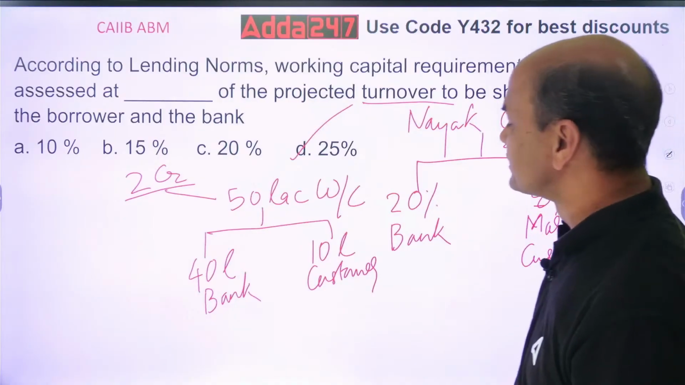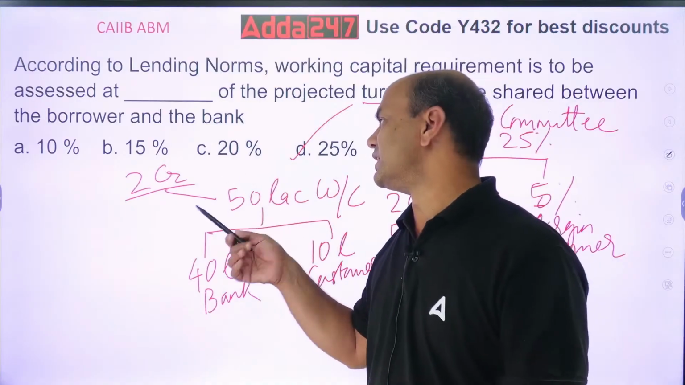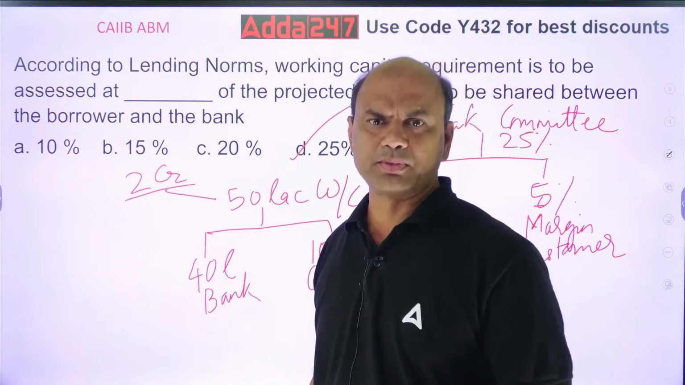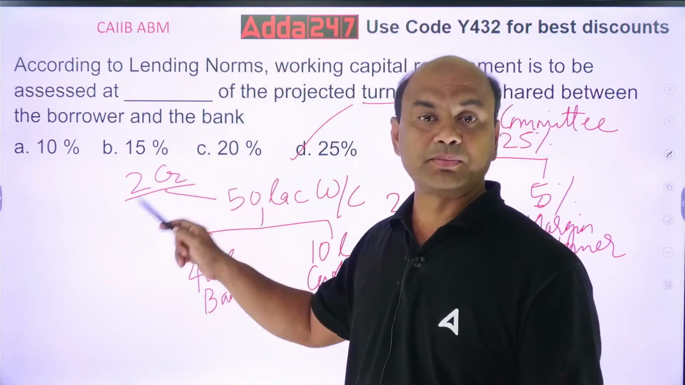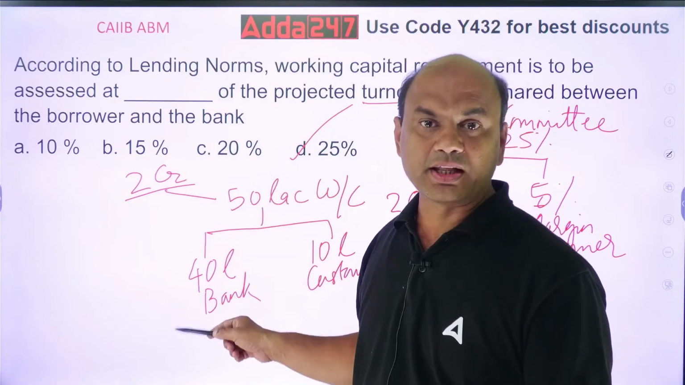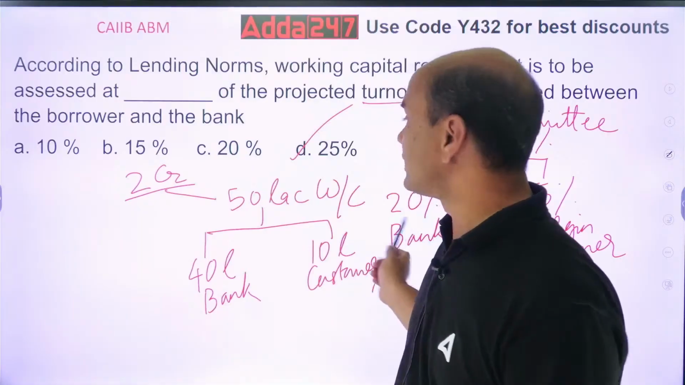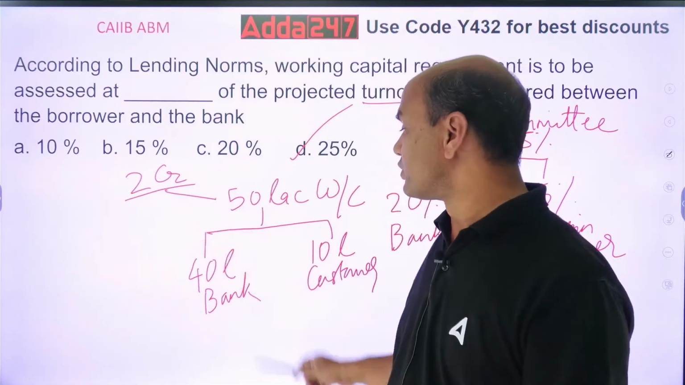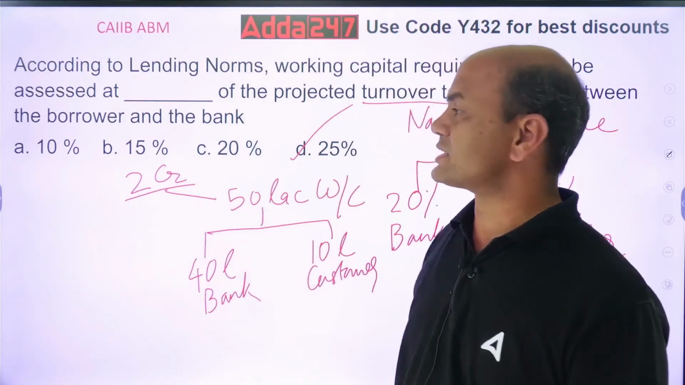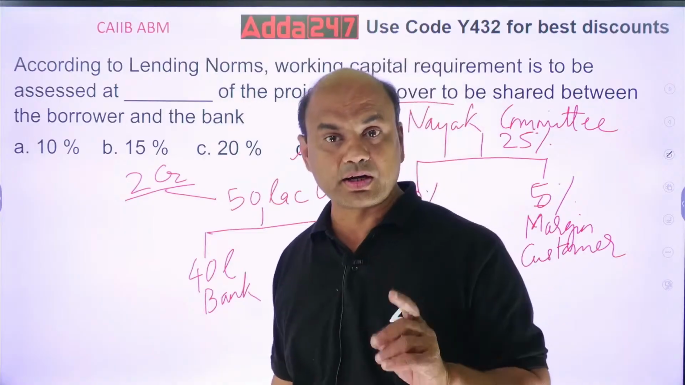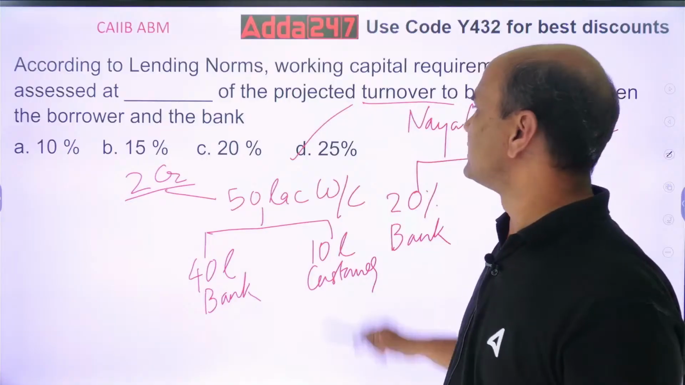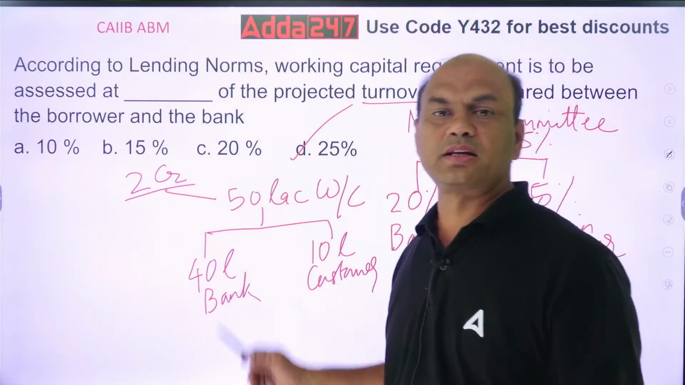Kindly note. Suppose my turnover is 2 crore. What should be my working capital limit? Total working capital should be 25%, so 50 lakhs. Out of this, 40 lakhs, which is 20% of 2 crores, will be by the bank and 10 lakhs will be the customer margin. So this is an important NAIK committee decision and this is generally for less than 5 crores. All the lending norms are generally for less than 5 crores.